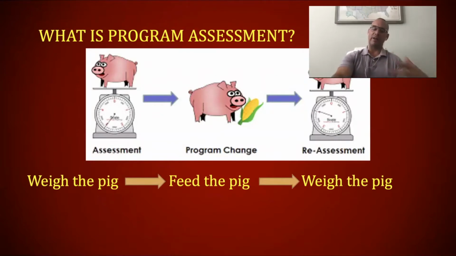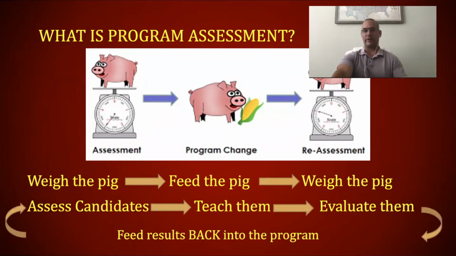So we know, and this really comes from President Stump, why do we assess, or what's the metaphor for that? Well, we're going to weigh the pig, we're going to feed the pig, and then we're going to reassess. As it applies to program assessment, we're going to assess our candidates, we're going to teach them, or give them resources, we're going to do something with them over the course of their time at Cumberland, and then we're going to evaluate them at the end. And then we're going to feed all of that back into our program, hopefully to improve the program.